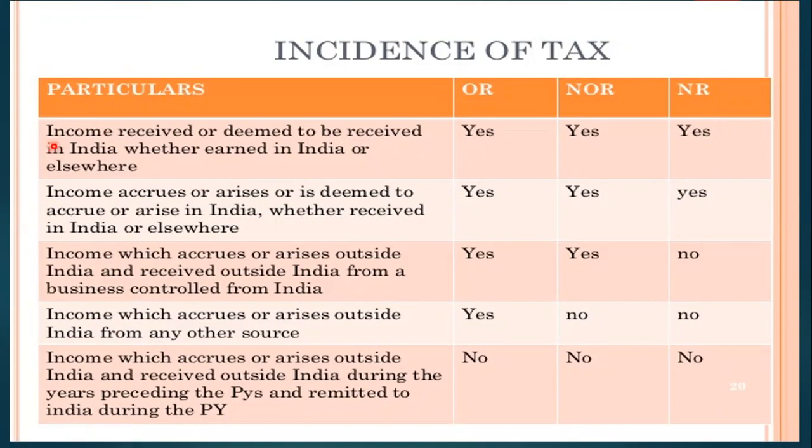First, you have to make a table of 4 columns: particulars, ordinary resident, non-ordinary resident, and non-resident. Then this is the table of taxability, which shows which income is taxable for ordinary resident and which income is taxable for non-resident. We have to see according to this table, and calculate the taxable income for all three residential statuses. So this table is very important to understand this method.